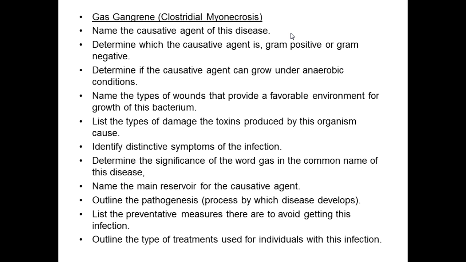What type of damage do the toxins cause? Type of damage. What do they do? Sometimes if it's very infected... but what type of damage are the toxins doing? It's killing the tissue. It's killing the cells, right? So it actually causes cell death. They're killing the cells, they're destroying the cell membrane.